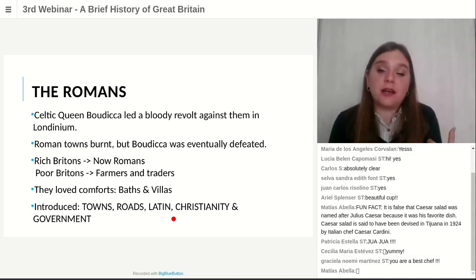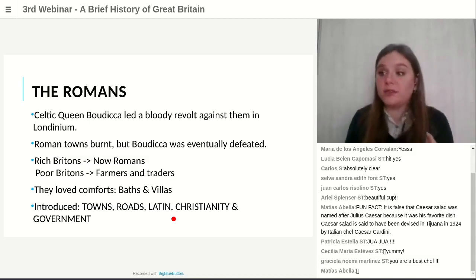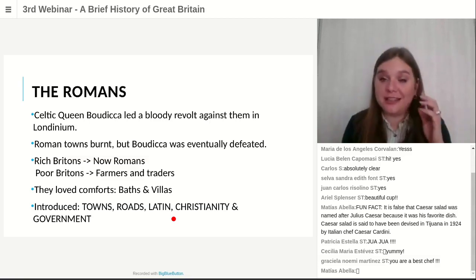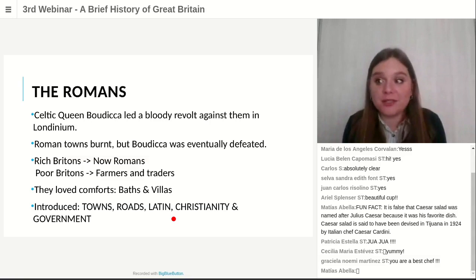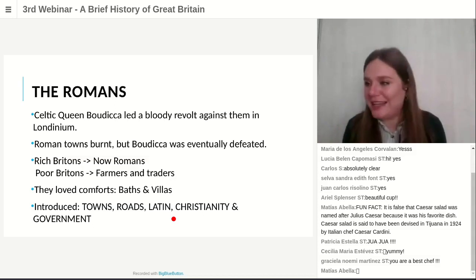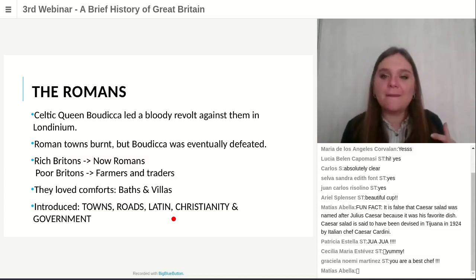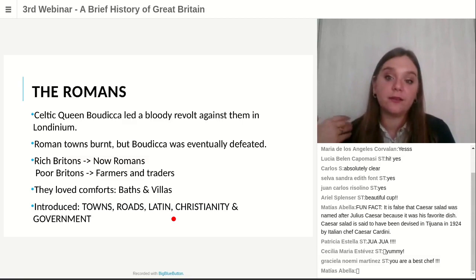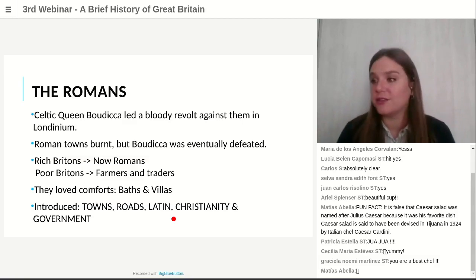And well, of course, the Britons, now part of the Roman Empire, those things never changed. The rich Britons now started living like Romans, like rich Romans. So they went to the baths, they lived in these villas with central heating, etc. And the poor Britons just kept their life as it was before, with farms and trade as their main occupation.